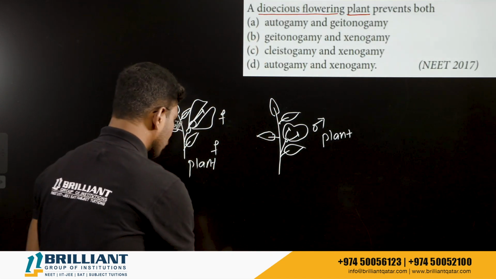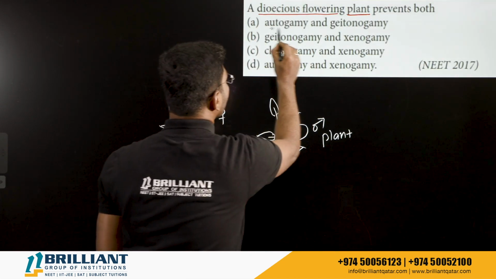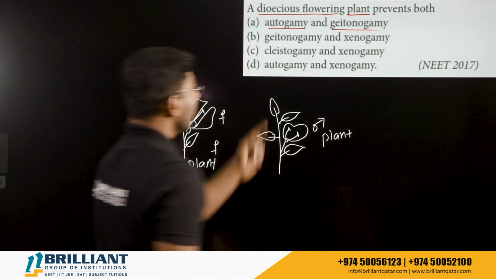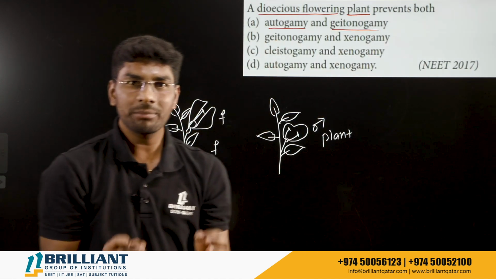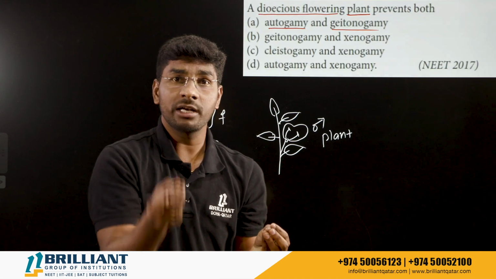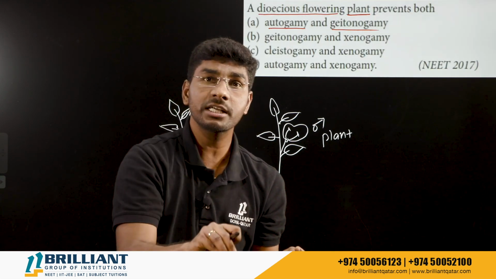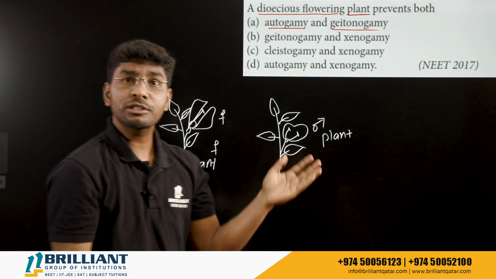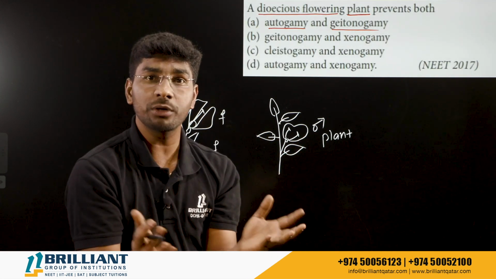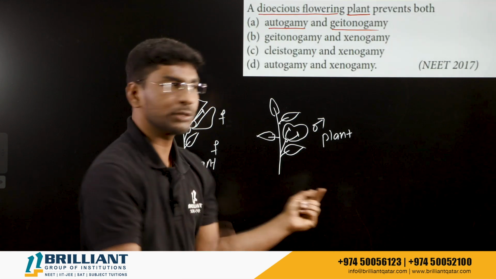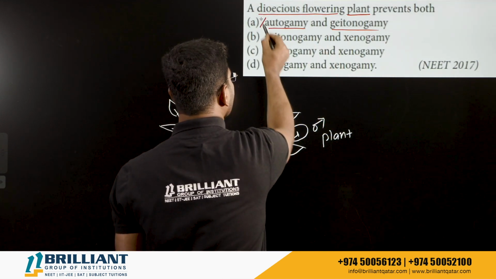Look at here. What is the first option given here? Autogamy and geitonogamy. What is autogamy? Autogamy is the transfer of pollen grain from one flower's anther to the same flower's stigma. That is only possible if the flower is bisexual. But here the flowers are unisexual. So this option is not correct.